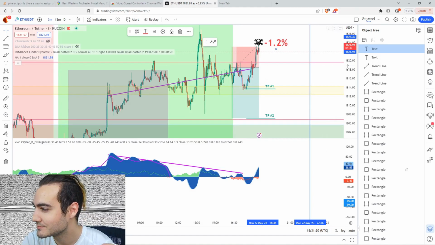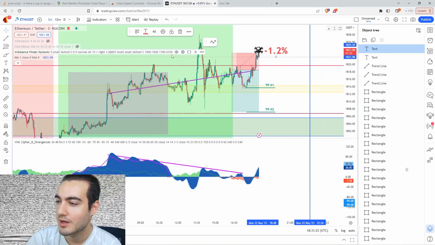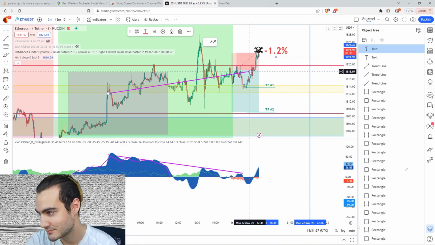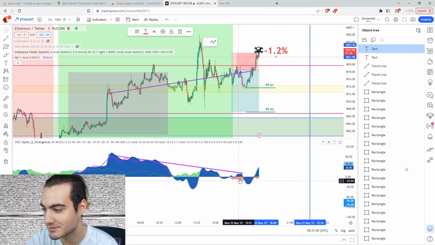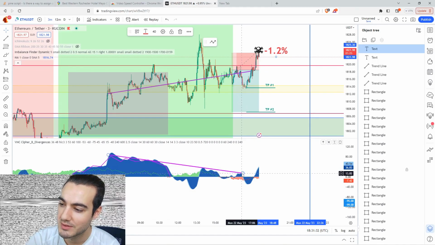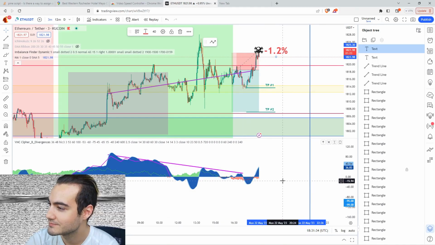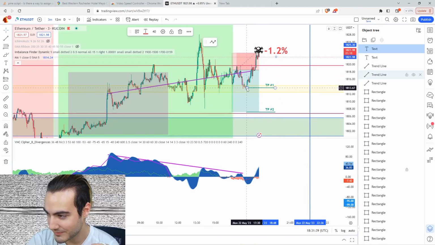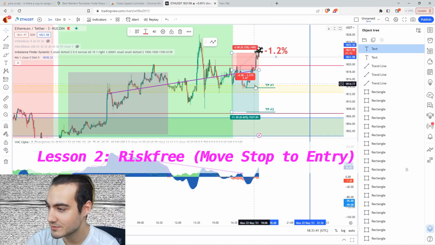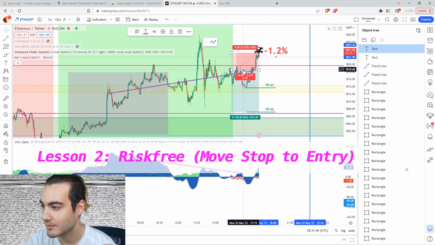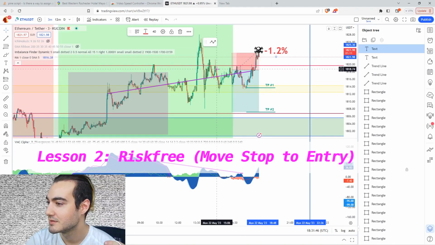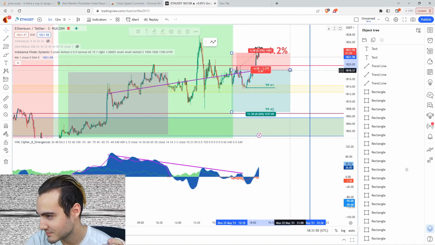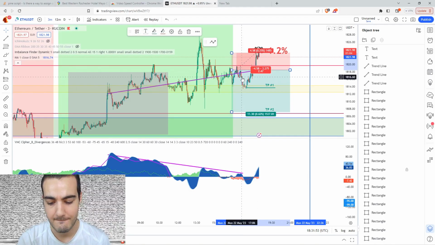So, if I look at what I could have done differently, because honestly, I really like this divergence in price, as well as in momentum and money flow, I should have taken some profit here, and I should have risk-freed the position by moving the stop loss probably to about this level. Yeah, right about here.